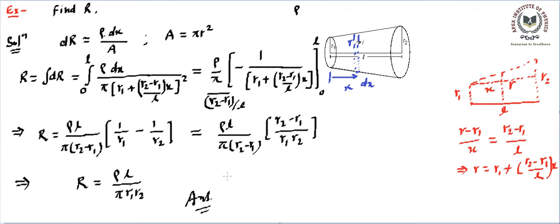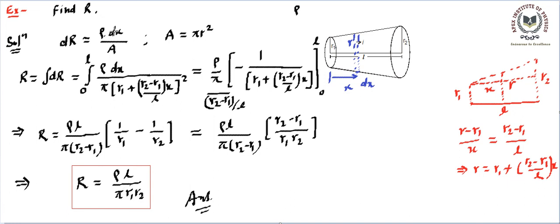Whenever you get this kind of conductor whose radius is changing from R1 to R2, and its length is L, and current runs along the direction of this length, then the resistance of this kind of conductor is going to be what we have got over here. So this can also be considered as a result: R is equal to rho L upon pi R1 into R2.